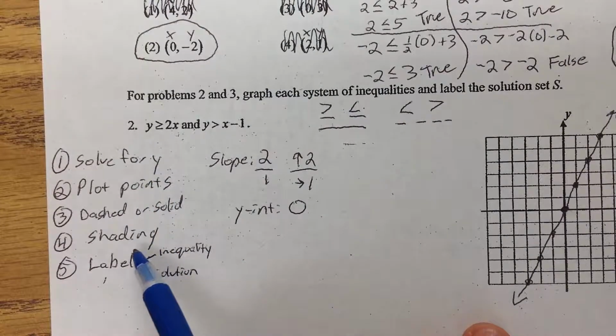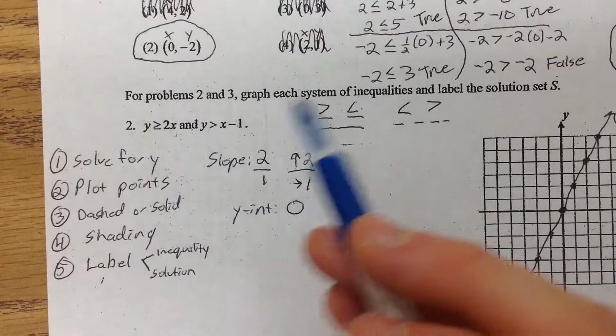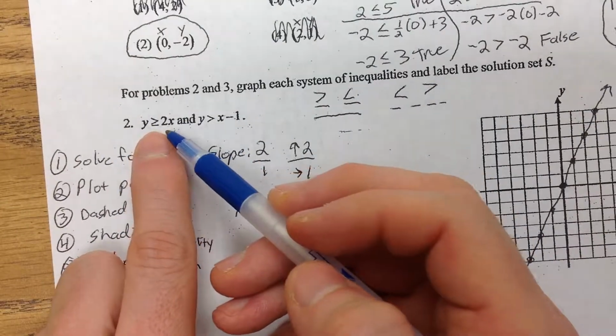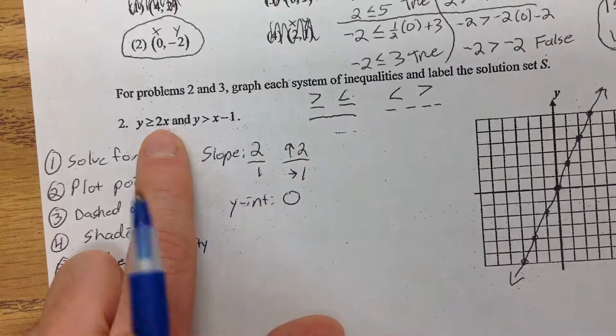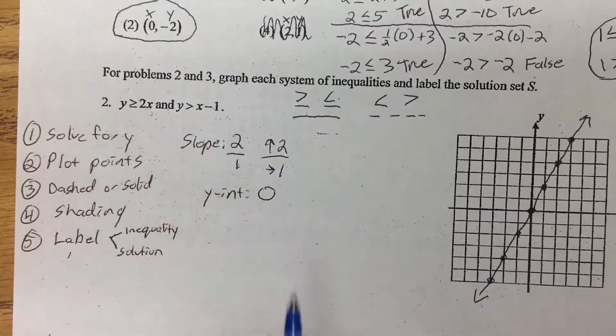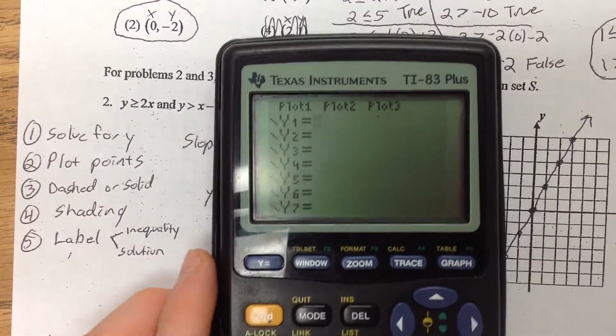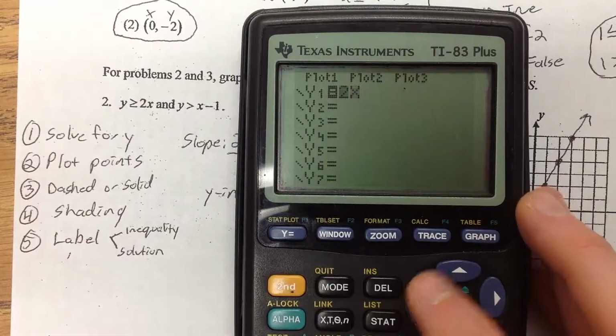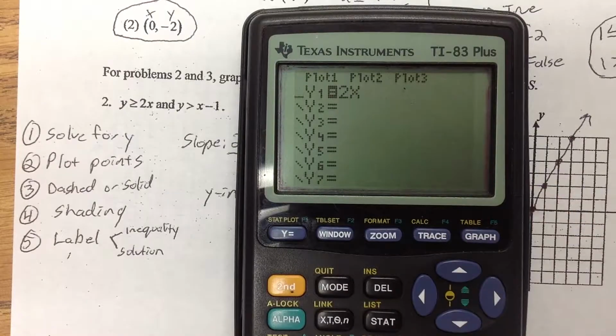Now we're at step 4, which is the shading. If I look at my inequality here, this is y is greater than or equal to 2x. So when it's greater than, that means we're going to be above the line. But again, if you have a hard time remembering that, you can go to your calculator, y equals 2x, that was our equation. You scroll over to the left here and you start hitting enter, and then you pick the one that looks more like the greater than sign.